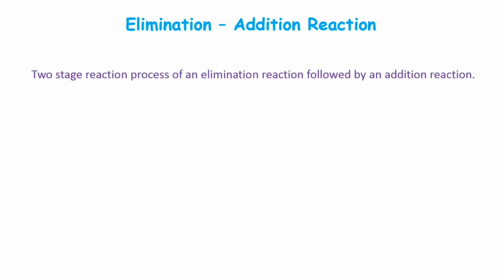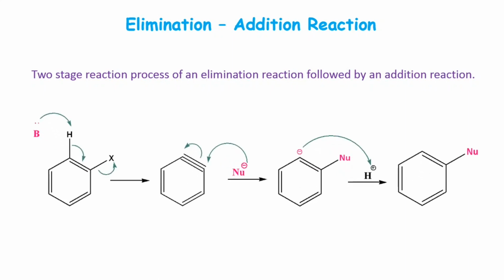Next kind of reaction is elimination addition reaction. This two-stage reaction process of an elimination reaction followed by an addition reaction is called elimination addition reaction. The best example of this reaction is the benzyne mechanism, in which aryl halide is treated with a strong base like NaNH2, which gives a benzyne intermediate. This benzyne intermediate is treated with a nucleophile and opening of this triple bond and formation of negative charge take place. After protonation, we get the desired product.